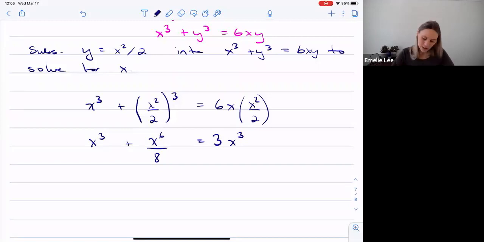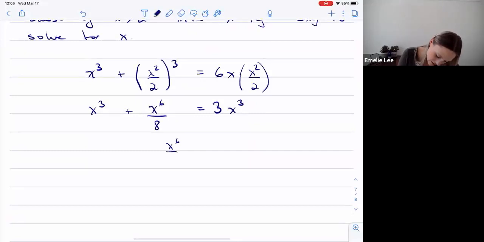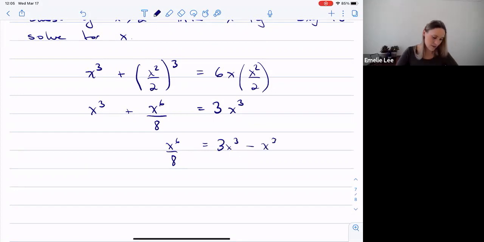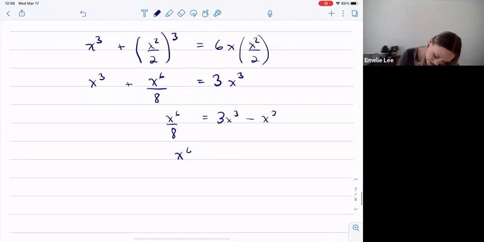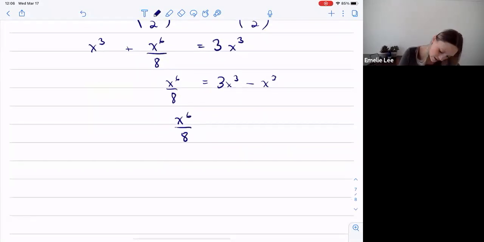Okay. You can go a couple of routes here. To me, it's tempting to find a common denominator, but I also see that I'll be able to simplify a little bit if I move this x to the 3 over to the right-hand side. Then I won't need a common denominator. So I have x to the 6 over 8 is 3x to the 3 minus x to the 3, right? That's 1x to the 3. So x to the 6, I'll keep it over 8 for another step, is 2x to the 3.